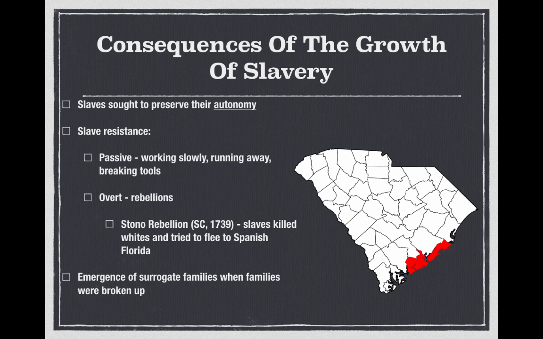You also see the development of surrogate families when families were broken up. And what we mean by that is you would see slaves essentially adopt family members or look after family members that were sold to other plantations. And then finally, there is a blend of African and American culture and religion. So a lot of slaves would combine elements of the religion from Africa with elements of Christianity.